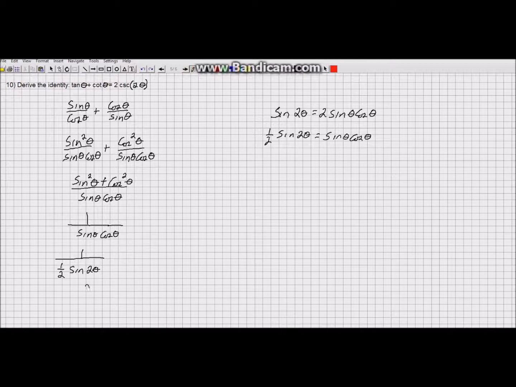Now I have a reciprocal, and 1 over 1/2 is 2. 1 over sine 2 theta is cosecant 2 theta, and I've proven my identity.